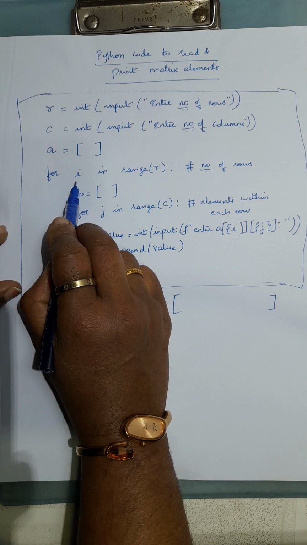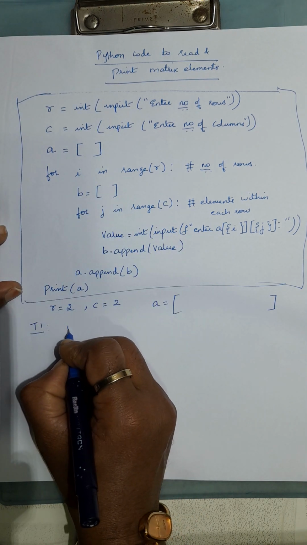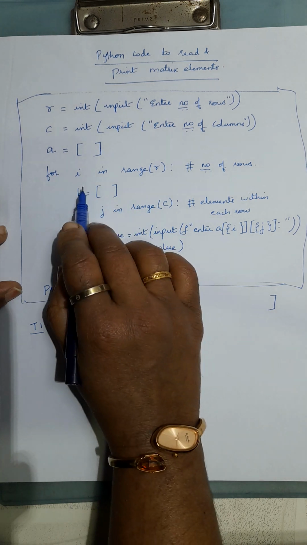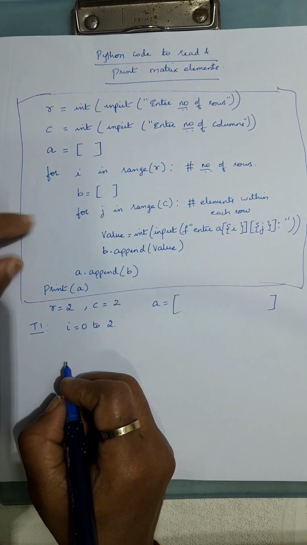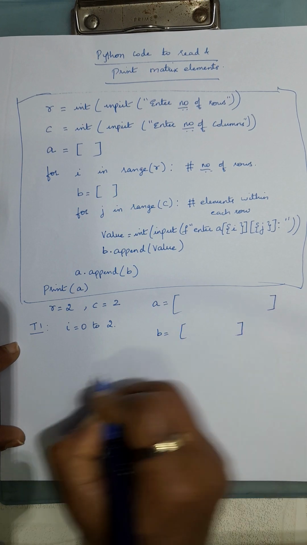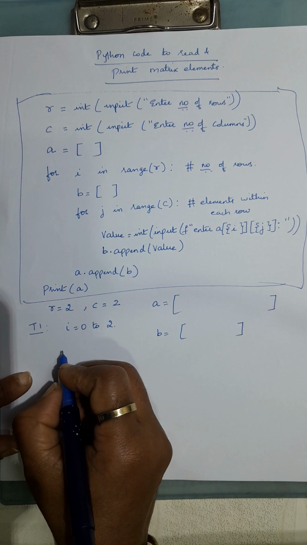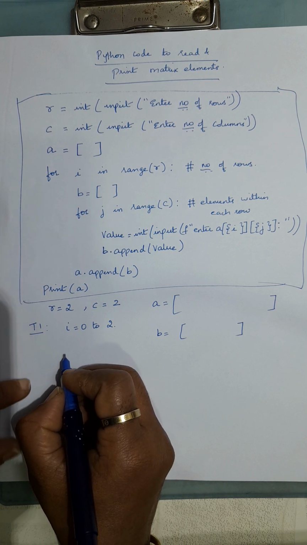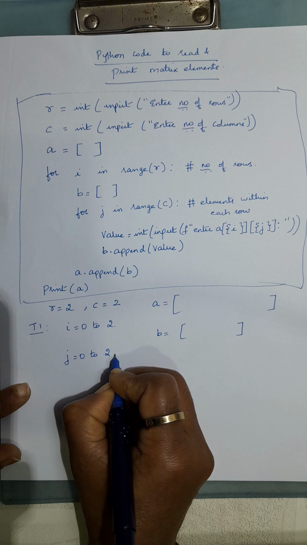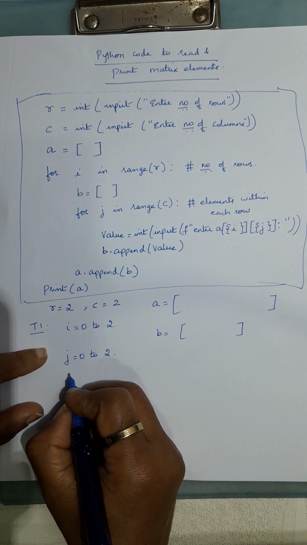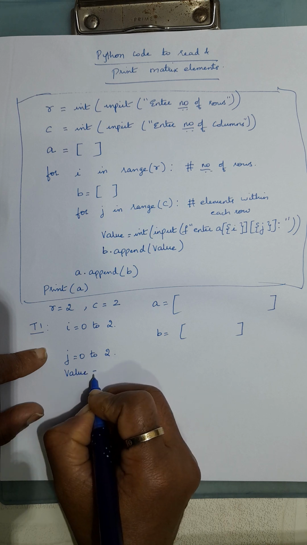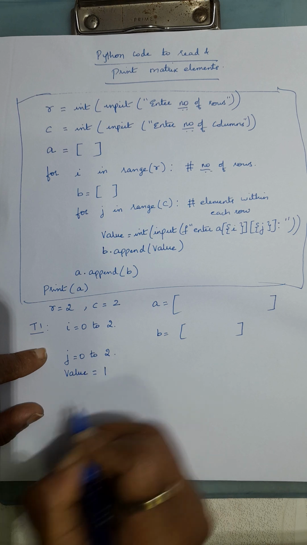Coming here, what is the I value? I will range from 0 to what is R? 2. So from 0 to 2. Then B. B is also initialized as empty. It is put as empty here. Then it will come to the innermost for loop. Now J is equal to 0. Column is 2. Now we are entering the value. Suppose I enter 1 as the input.